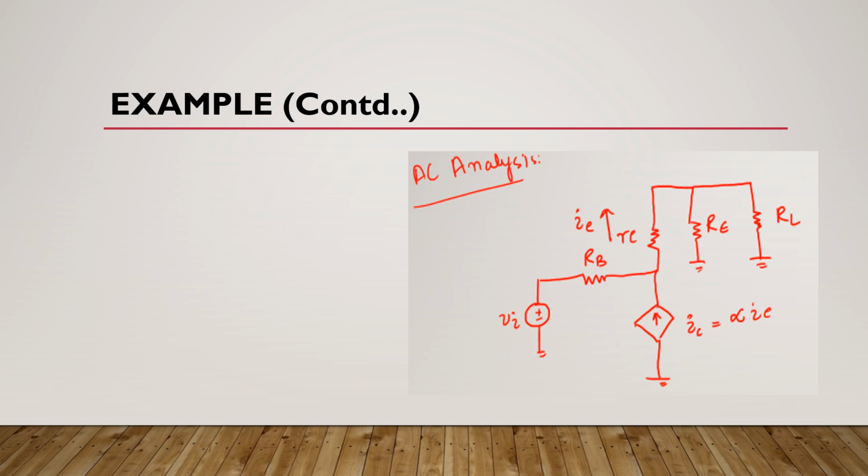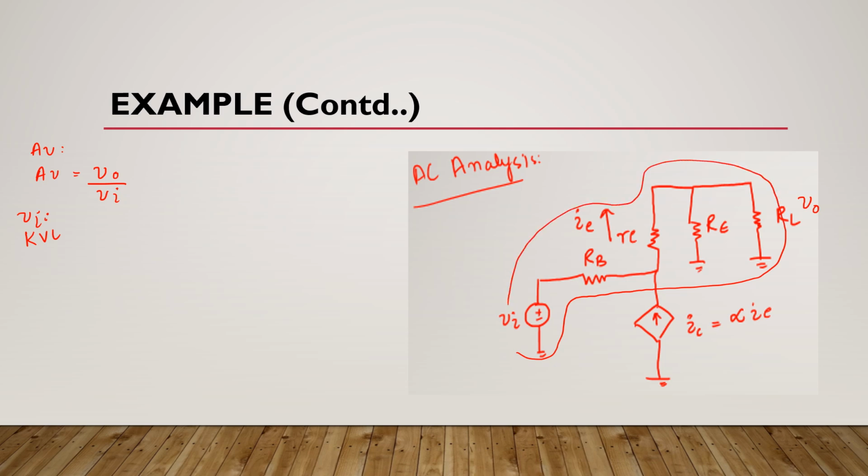Now we will find voltage gain. We know that voltage gain is equal to output voltage divided by input voltage. We know that input voltage is here and here we have output voltage. Now for input voltage we will apply KVL in this loop, and this would be the direction of our equation. So what will be our equation here? We start from this point.